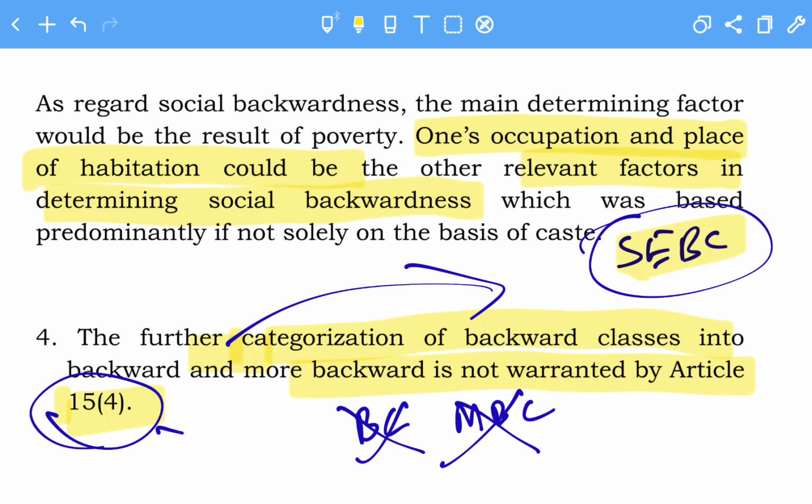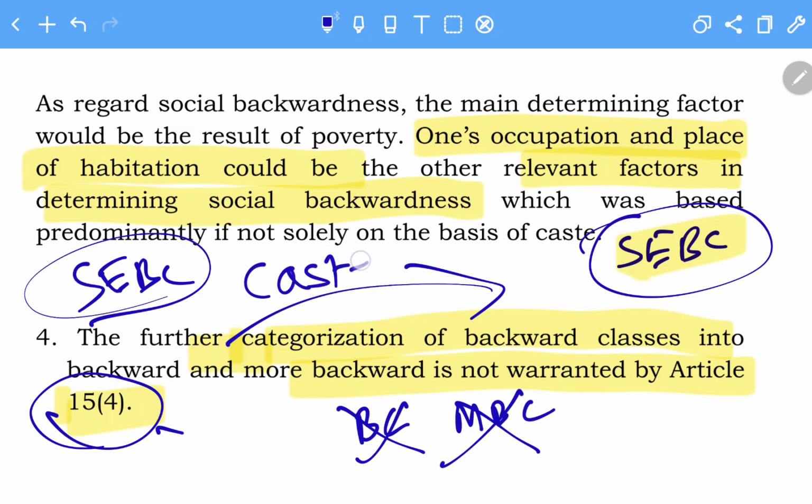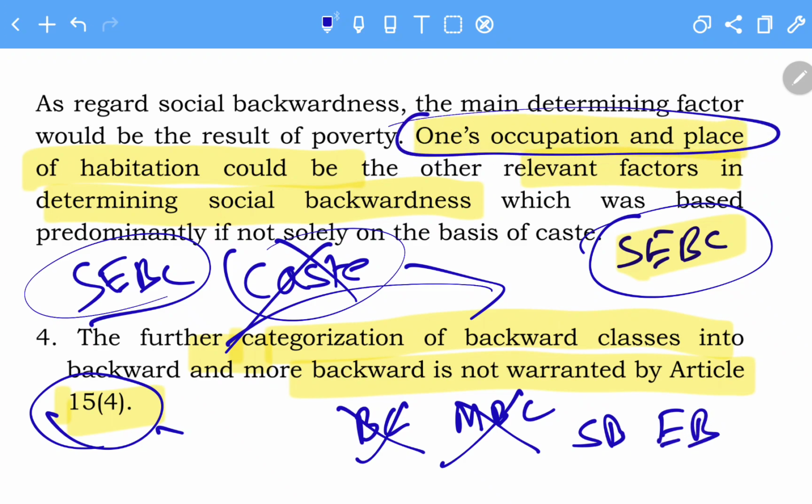So therefore the court made it very clear, in order to identify the socially educationally backward class, it is not only caste. Caste is not the sole authority. You have to go with the social backwardness and also the educational backwardness. You can also take into account the occupation and place of habitation. So with this, the court, to summarize the entire case here, made it very clear that there is no further bifurcation of backward class into more backward class.